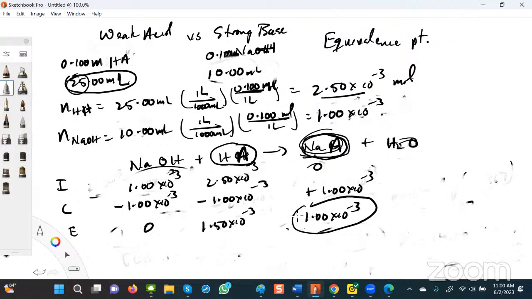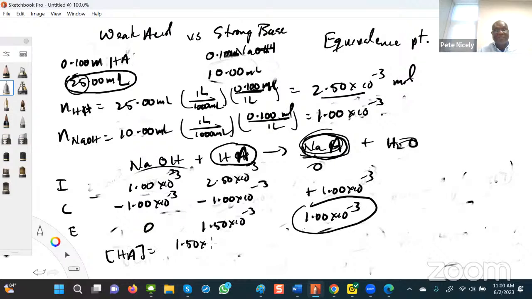A buffer solution? Exactly. And therefore, the equation that we're going to use to calculate the pH is the Henderson-Hasselbalch equation. Very good. So basically what we need to do at this juncture is find the concentration of both the HA and the sodium acetate. Let's start off with the HA. The concentration of HA would be 1.50 times 10 to the minus 3 moles divided by the volume. What's the volume? 25 plus 10, so that's 35.00 mL. And then we convert that to liters.